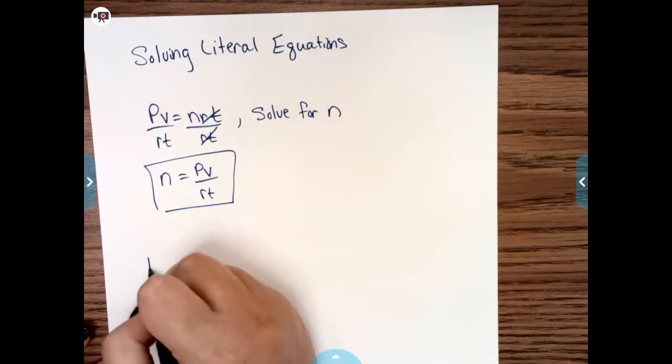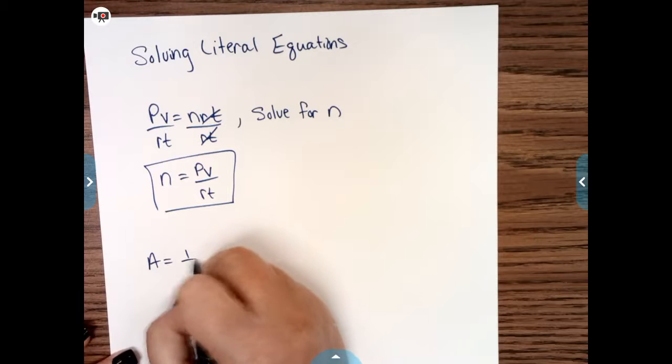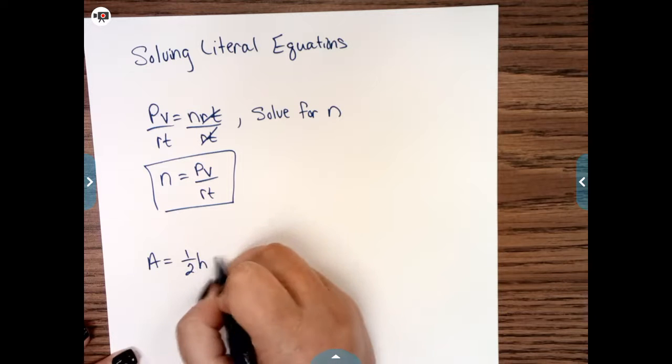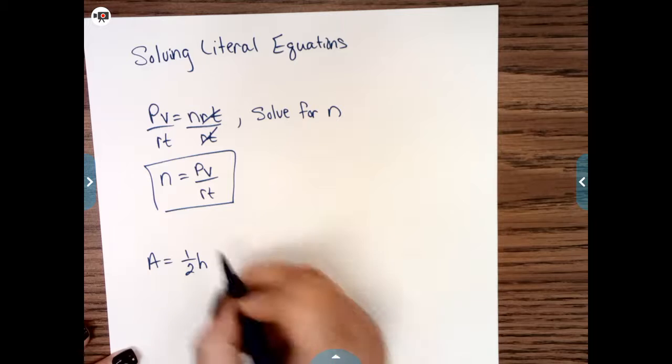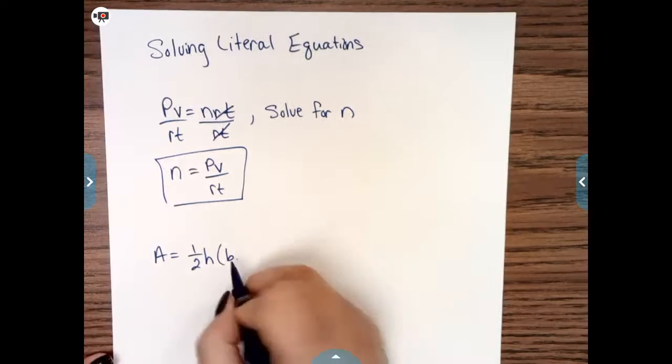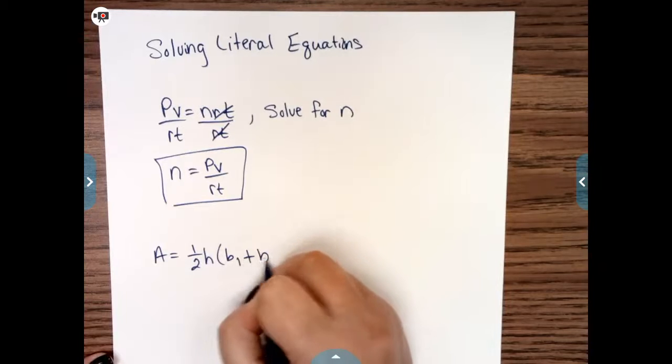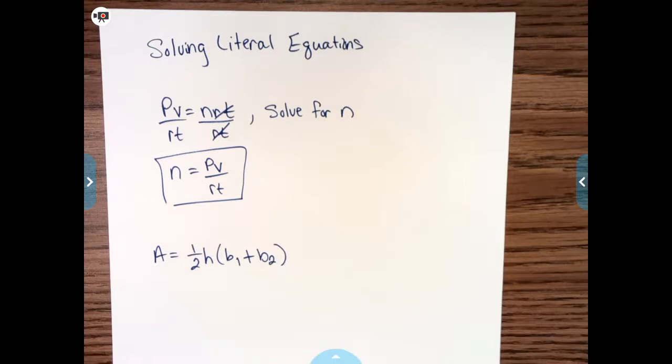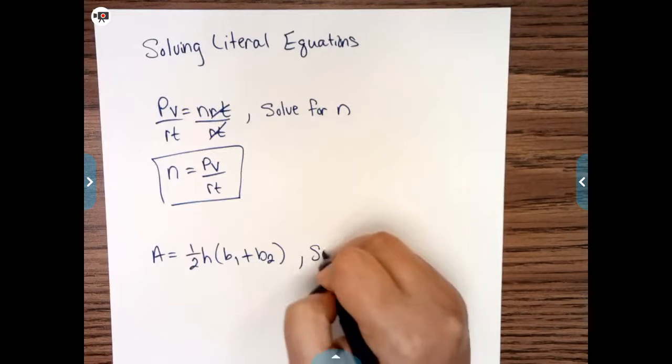So now let's do a little bit harder one. This one's the area for the trapezoid. This is the formula for the area of a trapezoid. So what we want to do here is solve for h.